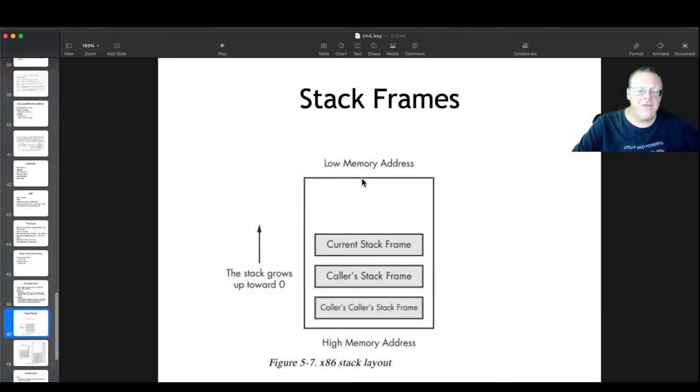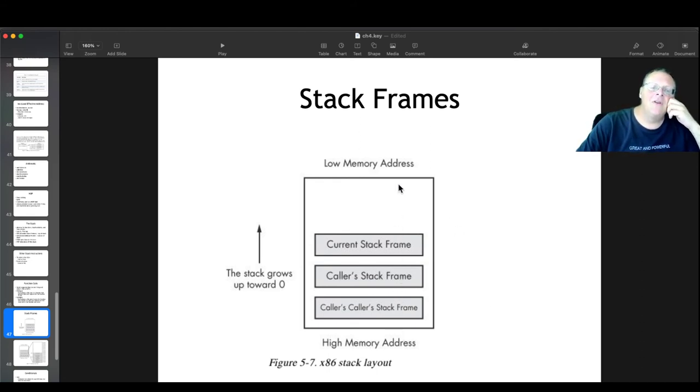Here's the stack frames. So you start, say, with Microsoft Windows here. Then you launch Word, which is another stack frame. Then in Word, you hit print. So you call another stack frame, and that's what you've got here. The stack grows up to lower memory. And when you are done printing, you return to Word. And when you close Word, you return to Windows. That's what's going on here. And each one of those has their own region of memory.